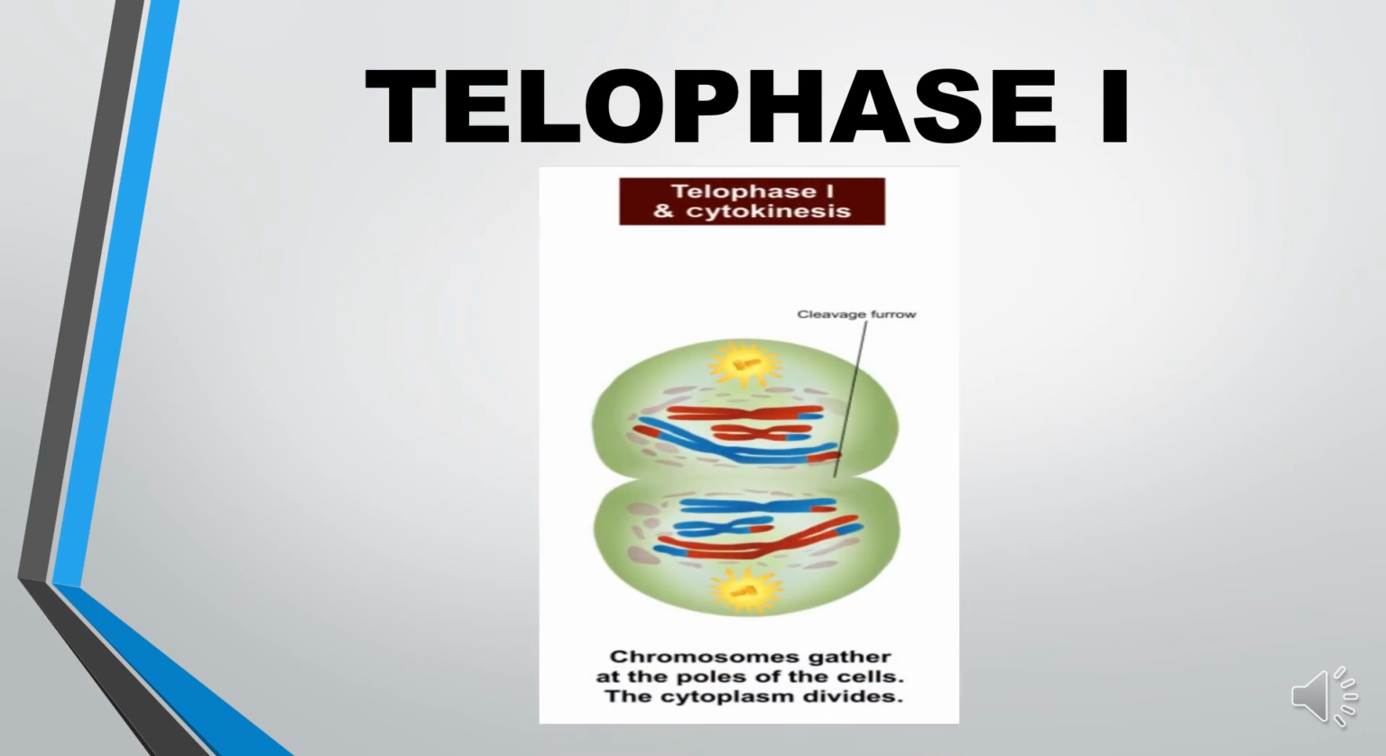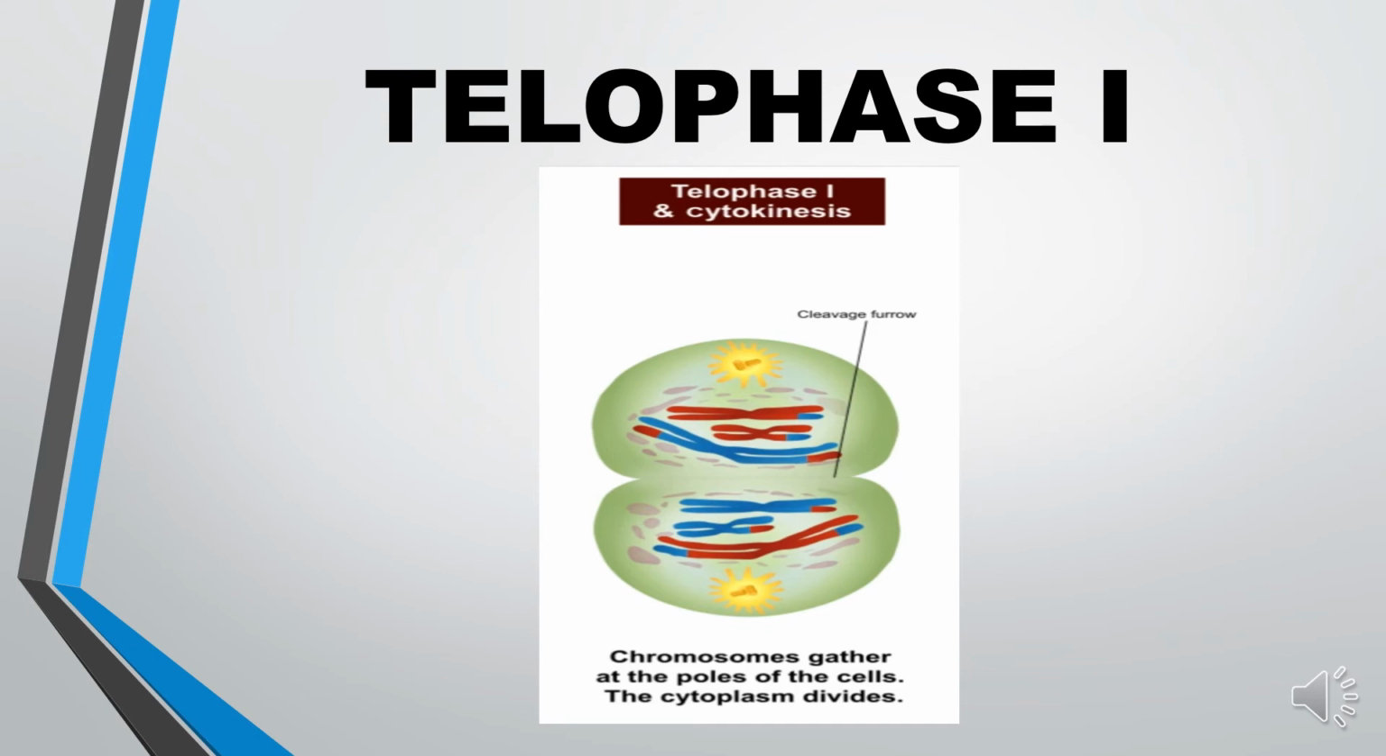Telophase 1 with cytokinesis. So chromosomes gather at the poles of the cells, and the cytoplasm divides. So here we have two cells. The whole cytoplasm is separated into two with the chromosomes, of course. So this is the cleavage furrow.